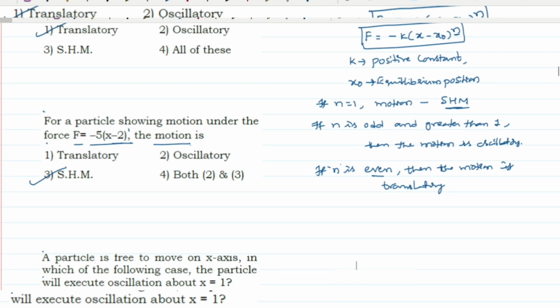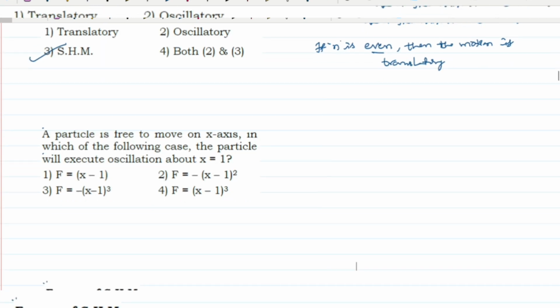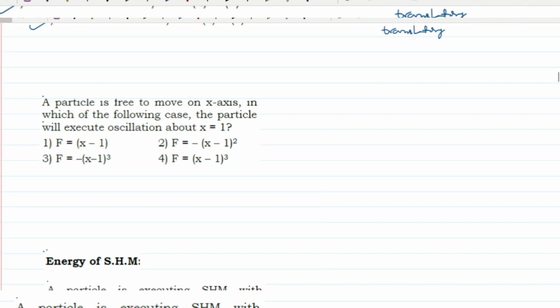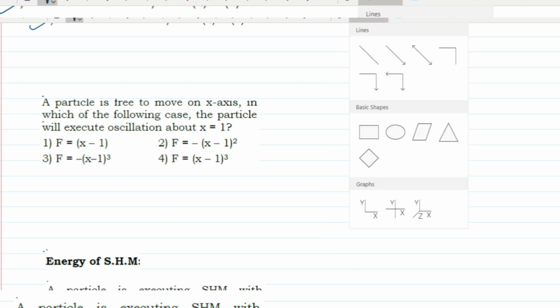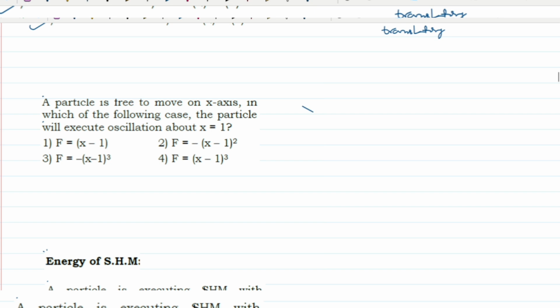Look at the next question. A particle is free to move on the x-axis. In which of the following cases will the particle execute oscillation about x equal to 1? So the particle is moving on the x-axis. Let us take here, the particle is moving on the x-axis, so about x equal to 1 it is going to be moving.